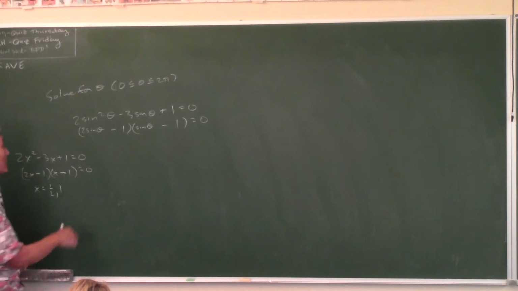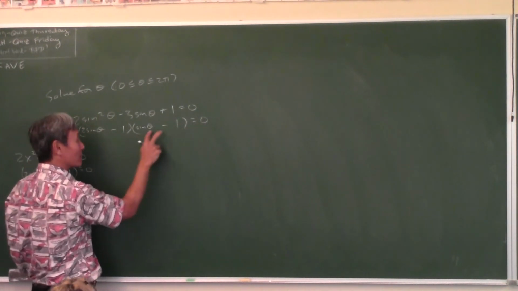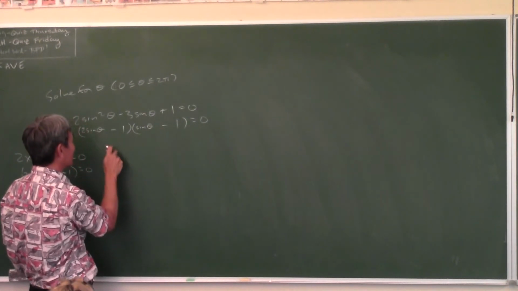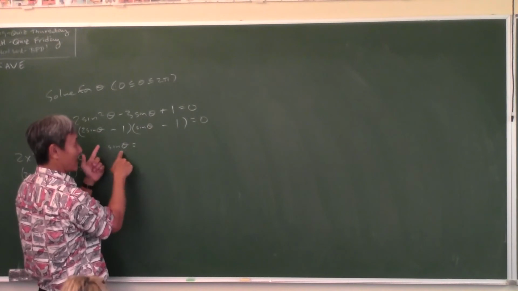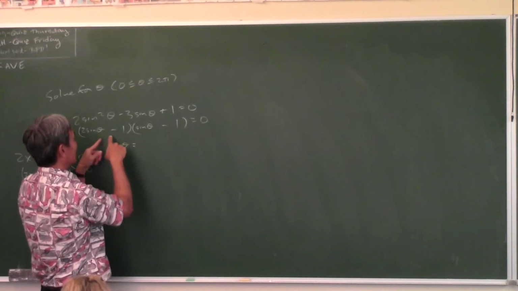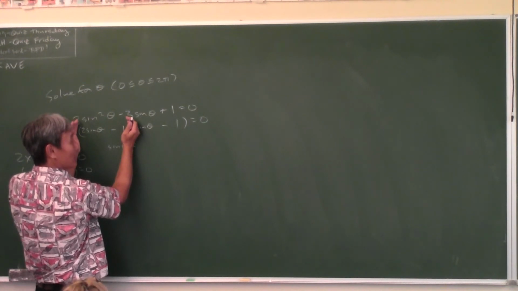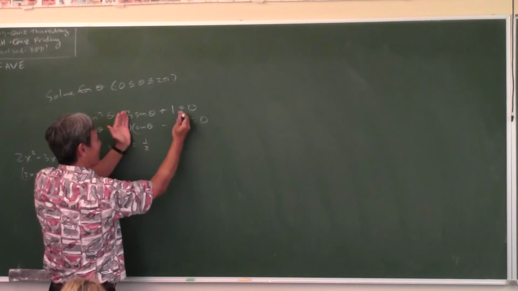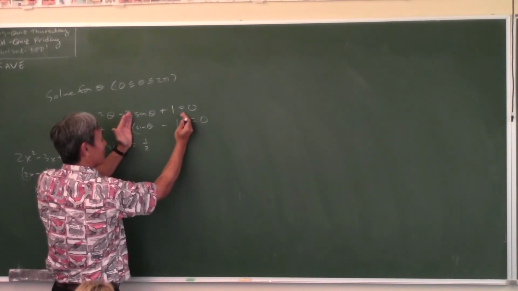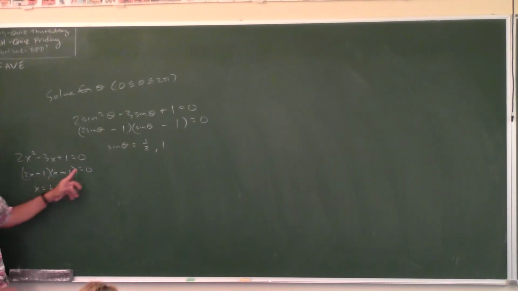Yeah. Okay, so if something times something equals 0, that means either this one is 0 or that one is 0. What would make this 0? Sine theta would have to be 1/2. And what if I said that one equal to 0? Sine theta would have to be 1. See, it's exactly the same thing as this, except instead of x, you have sine theta.